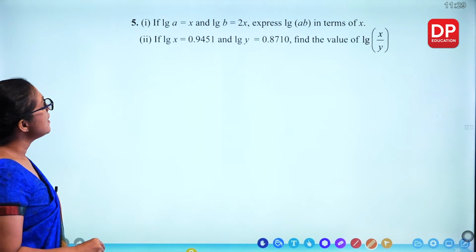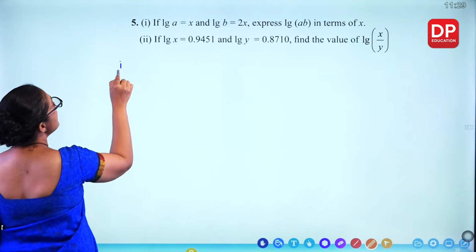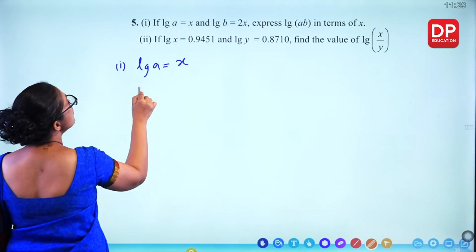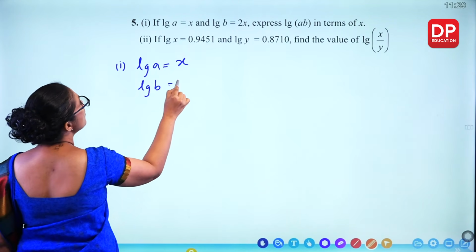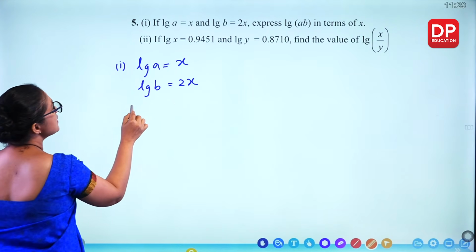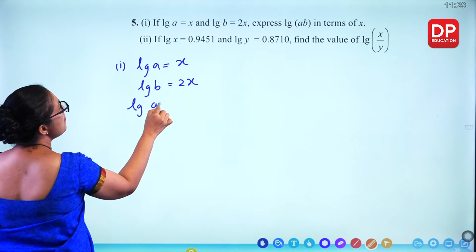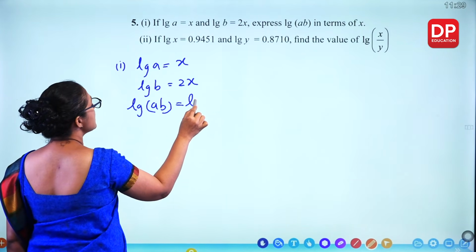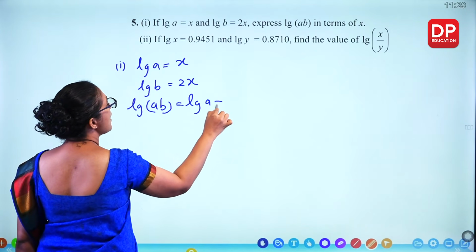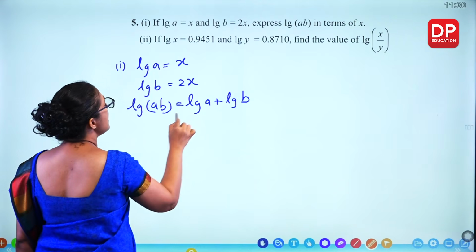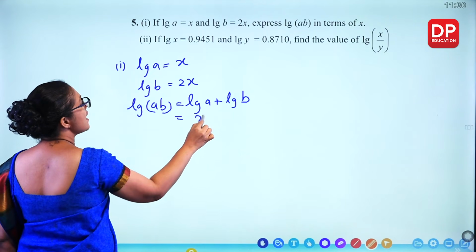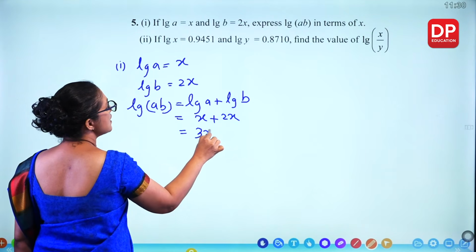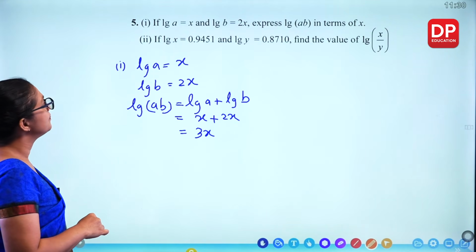Question number 5. If log A is x, log B is 2x, express log AB. Log multiplication becomes addition. Log A plus log B. Log A value is x, log B value is 2x, x and 2x becomes 3x.